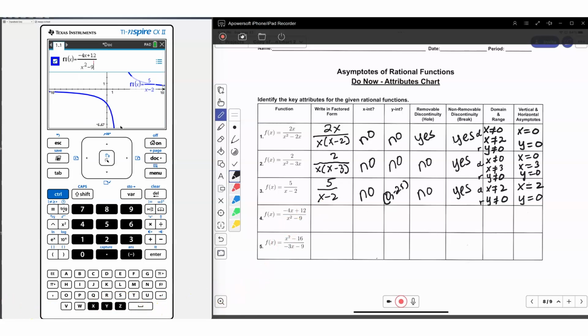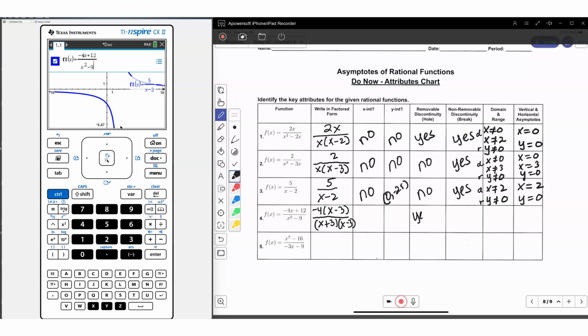Okay, number 4, you notice we have negative 4x plus 12, and we have x squared minus 9. They have a common factor. You have negative 4, so it's going to be x minus 3. x squared minus 9 is going to be x plus 3, x minus 3. You notice they have a common factor of x minus 3, so there is a hole.